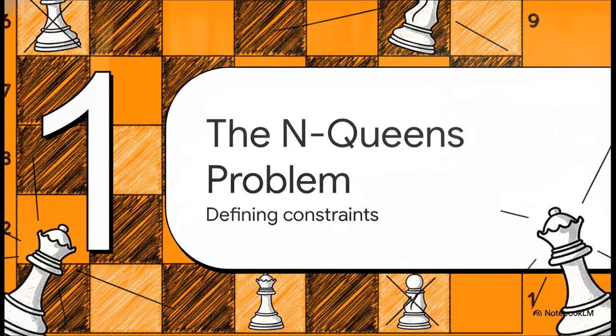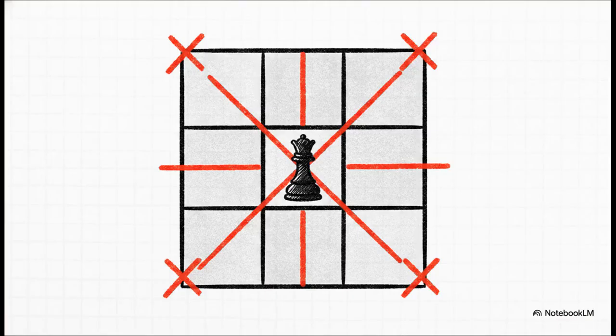Okay, part 1, the n-queens problem. Let's start by defining our constraints really clearly. How exactly can we place n queens on an n by n chessboard so that no two queens attack each other? Well, if we were to just place them randomly on, say, a 4x4 board, we'd quickly run into conflicts, right? Queens in the exact same row, column, or diagonal will immediately attack each other.